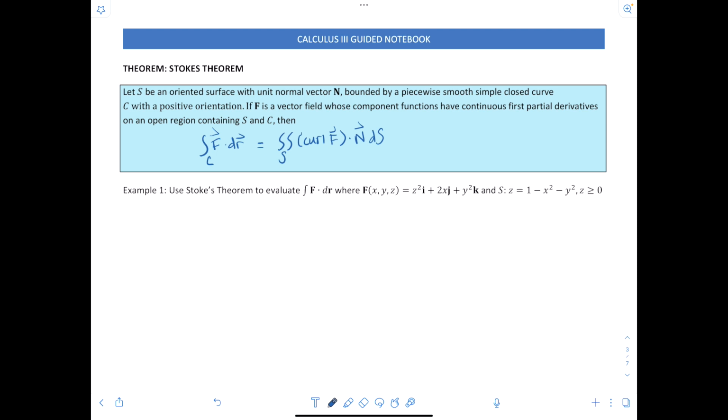We are now going to use Stokes' theorem to evaluate the integral of F dot dr over C, where the vector field F is equal to z squared times i plus 2x times j plus y squared times k. And our oriented surface is z equals 1 minus x squared minus y squared, where z is greater than or equal to 0. Groovy?